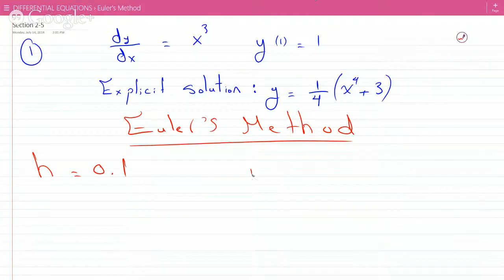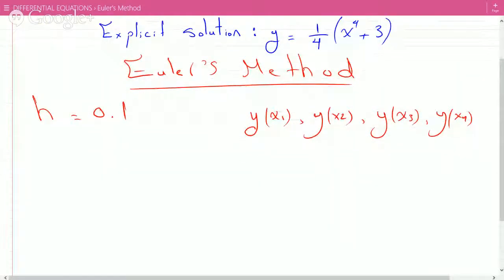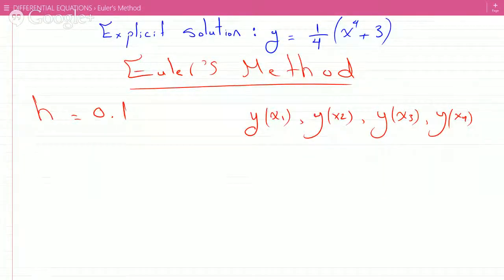So we need 4 values. We need to do the iteration 4 times. So y of x1, y of x2, y of x3, and y of x4. Okay? And then we have to compare the results with the given explicit solution at x1, x2, x3, and x4. So we'll make a table and we will show what these results are. From the explicit solution, you can get the exact answers.